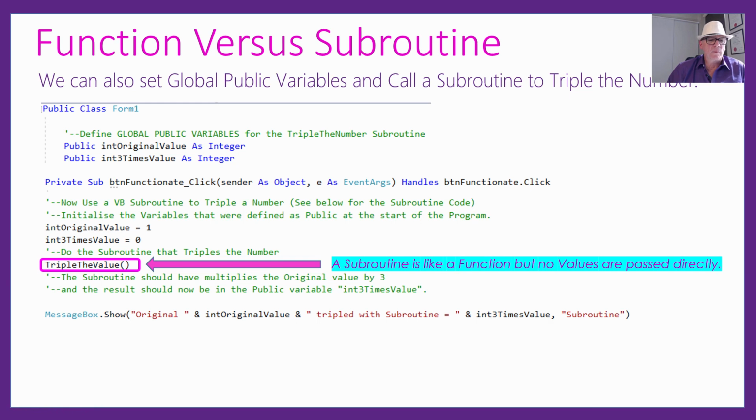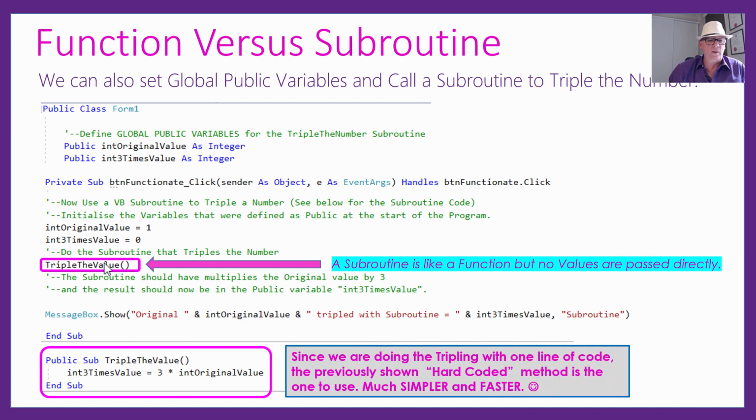So a subroutine really is kind of a lot like a function. It's just that you don't have anything in the brackets. So there's no values passed to the subroutine. The values are sitting in these memory variables, which we've defined as global up the top of our program. So any part of the program, including this triple the value subroutine, is going to be able to get access to them and change them and see them. So we just write this tiny little subroutine here, public sub triple the value brackets, and it just multiplies our number by 3 and gets the answer for us.